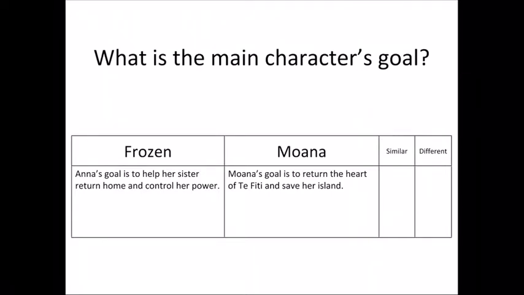All right, let's see what I was thinking. I believe that they're different. Anna wants to help control one person, and it's a family member. Moana's returning something, which is a little bit different than just trying to find someone. All right, let's move on to the next one.